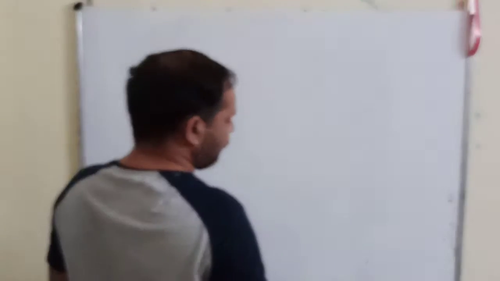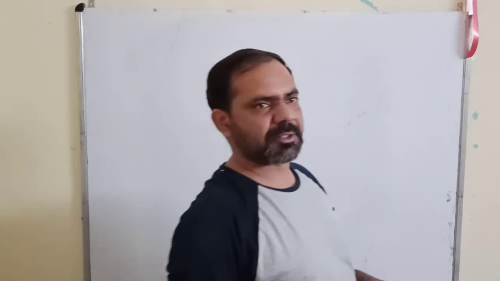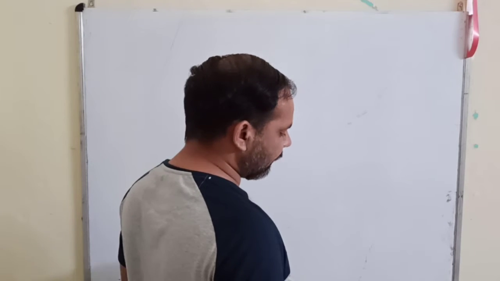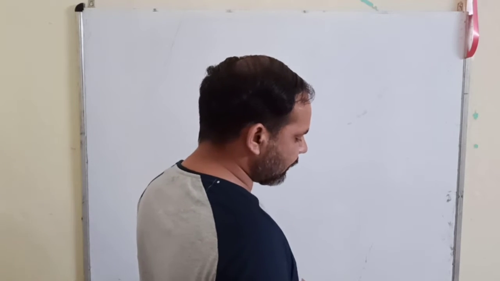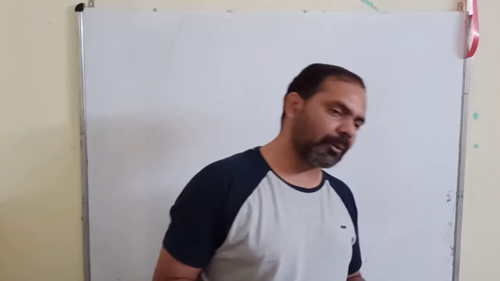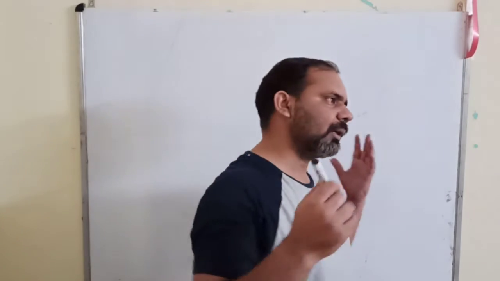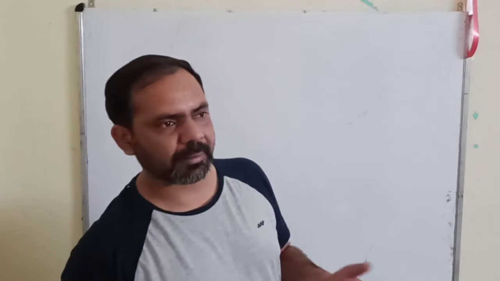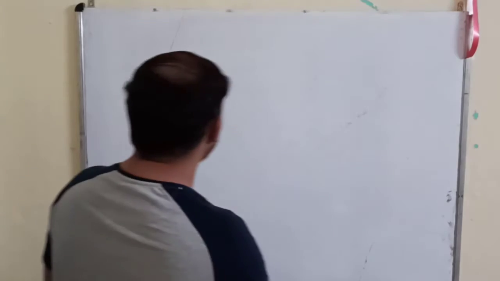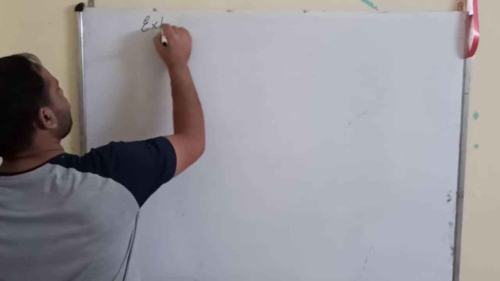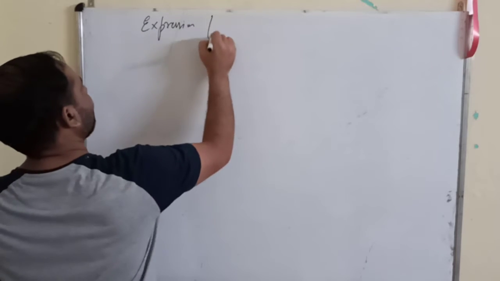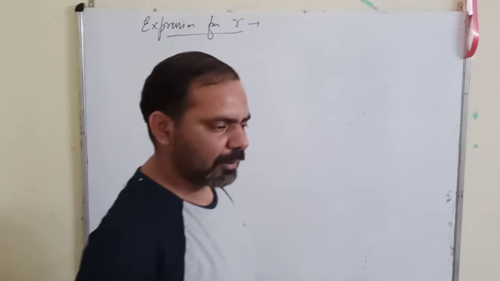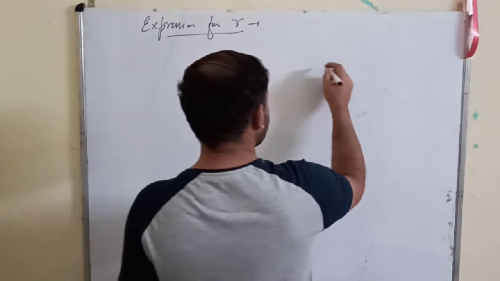Okay, just now we discussed the internal resistance of the cell, and the terminal potential difference. The potential difference between the terminals of the cell in a closed circuit is the terminal potential difference. Their relation is E equals V plus Ir, or V equals E minus Ir. Now we will obtain the expression for the internal resistance of a cell.